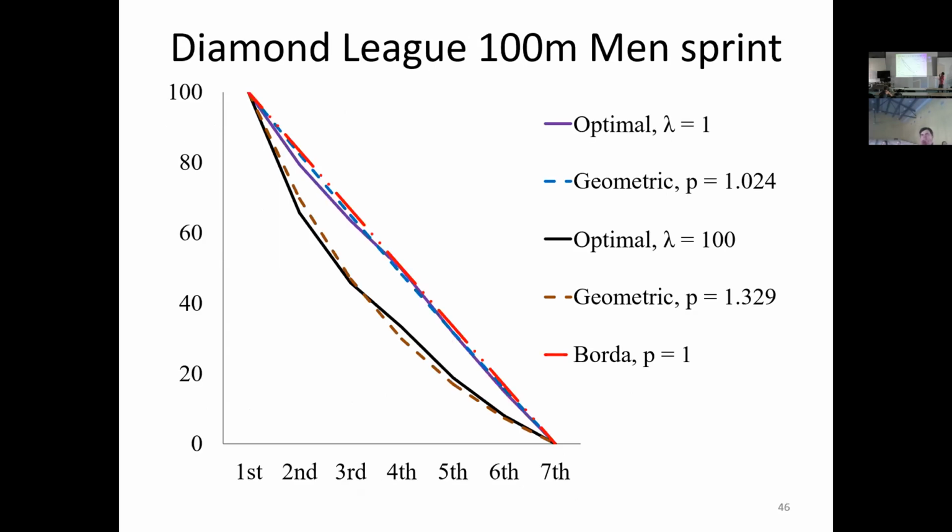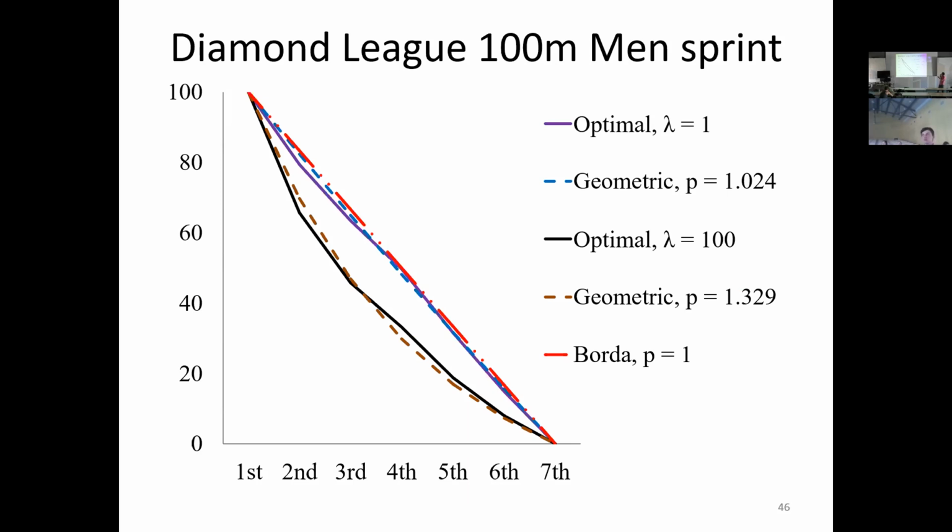And the last data that we explored is from athletics men's running sprint events, 100 meters. And here we see that real organizers use, the red line is the Borda scoring vector. And in fact, the optimal scores for lambda equal 1 are a violet line very, very close to the Borda vector. Because the statistical data here are roughly uniform. That's why the optimal scores are roughly Borda scores.